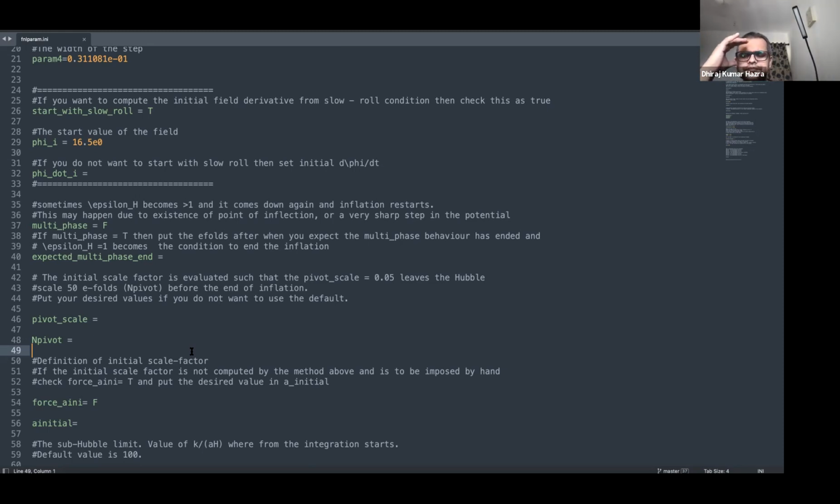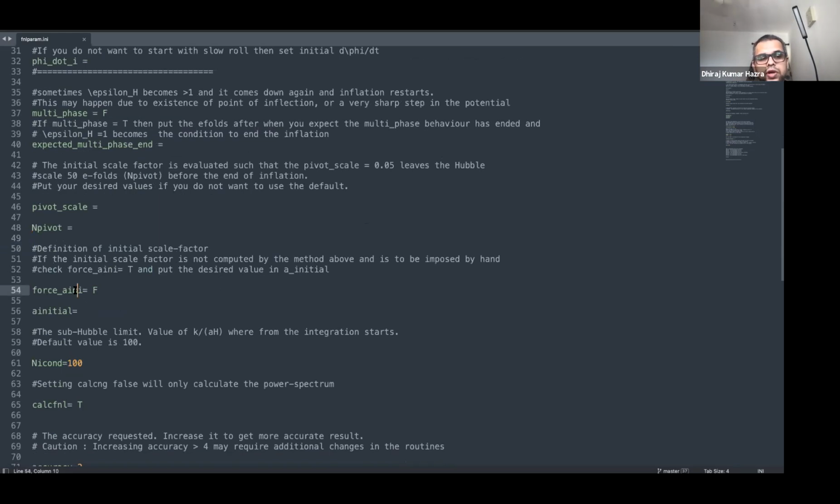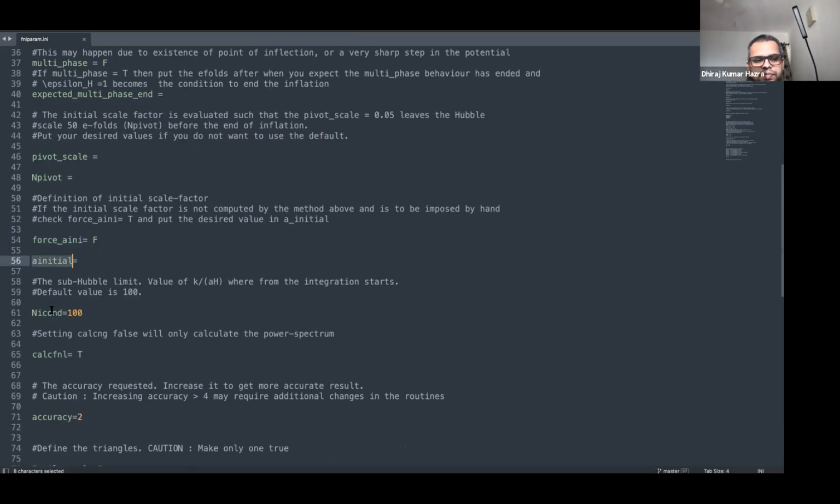So that's how you determine this A initial. If you do not want to determine A initial and you want to force it, you say that by some other theory or some other argument, I know the A initial. I can simply put the A initial there. I say force A initial equal to true, and then I give the value of A initial.